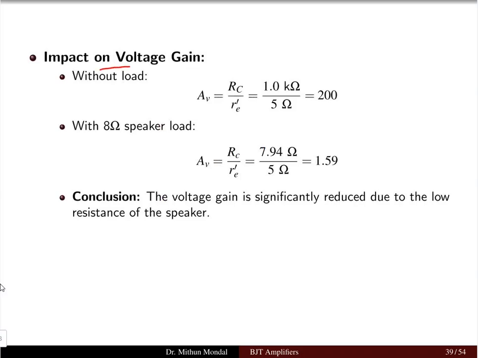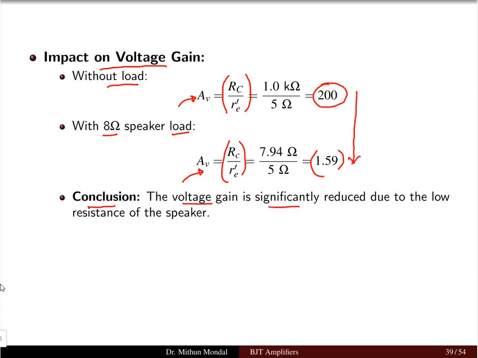Now what impact does it have on the voltage gain without the load? If we find the voltage gain, that is equal to RC by RE dash, which comes to be 200. Now if we have the load of 8 ohm resistor, then the new voltage gain, which is RC by RE dash, becomes 1.59. The conclusion is that the voltage gain is significantly reduced from 200 to 1.59 due to the low resistance of the speaker.